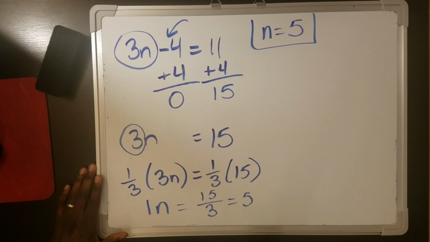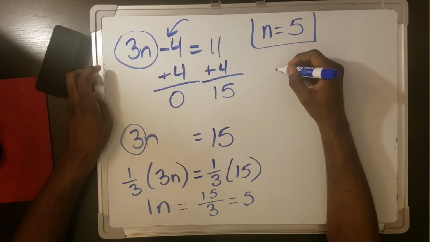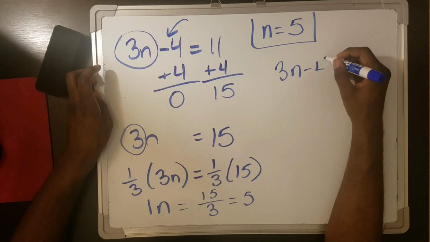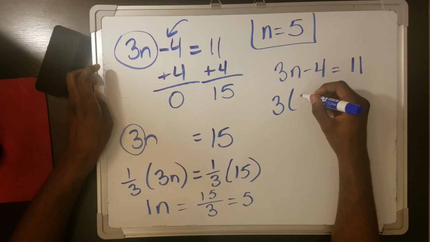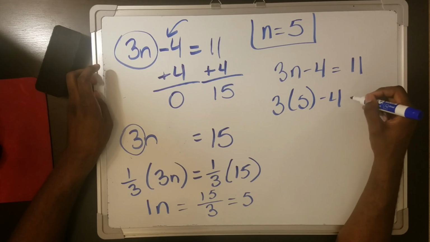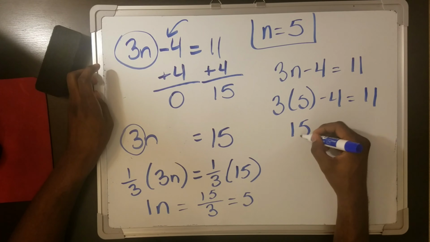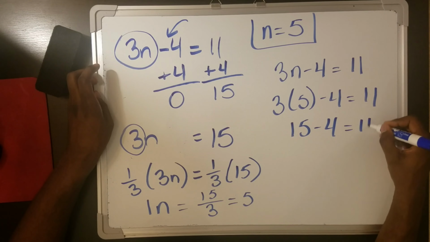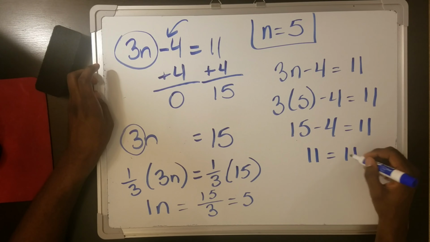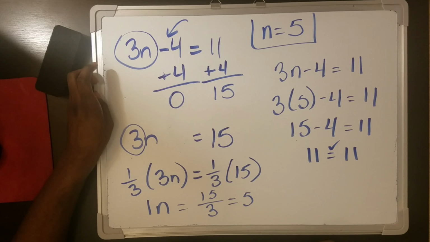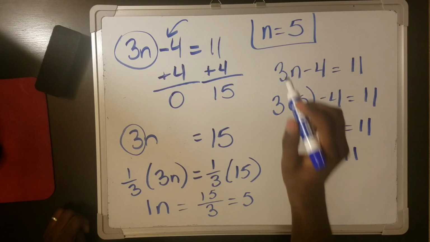But remember, we said we want to make sure we check our work. So let's plug this in. If our equation was 3n minus 4 equals 11, then 3 times 5 minus 4 equals 11. 3 times 5, 15 minus 4 equals 11. 15 minus 4, 11 equals 11. Checks out. So now we know that n does indeed equal 5.